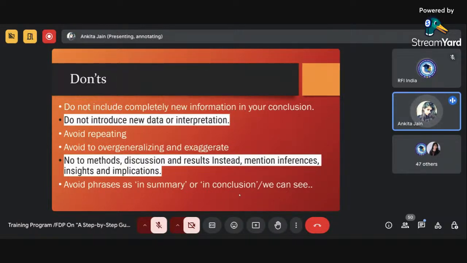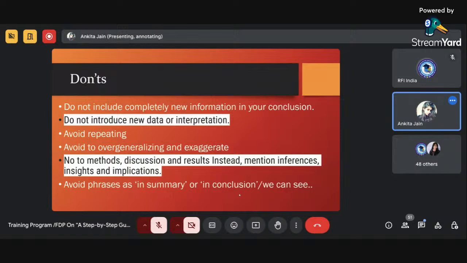For an example, sometimes we try to give suggestions and recommendations, so we write whatever we think. But we should not write whatever we think, we should write whatever has come through the results. Because we are not writing our thoughts, we are writing the conclusion of what has come out with the help of results. Do not introduce new data or interpretation. We should not write anything new, new data, new interpretations; whatever results you have come out with should be there.